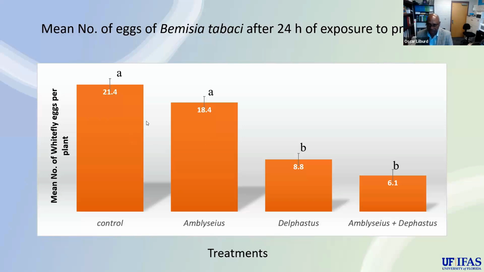We saw numerically a little bit of reduction. It was not significant between Amblyseius swirskii and the control. You can see that there are A's and A's, so it wasn't significant. But Delphastus was able to reduce whitefly pressure significantly. Interestingly, when we add Amblyseius with Delphastus, we saw a little further reduction. Whether this was the performance of just the Delphastus, we're not sure, but we saw further reduction using Amblyseius swirskii and Delphastus.